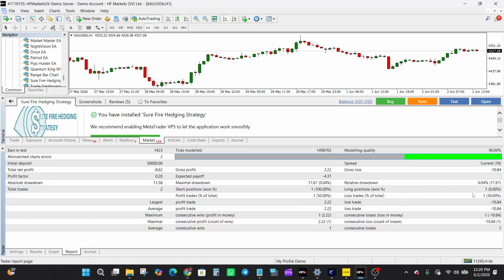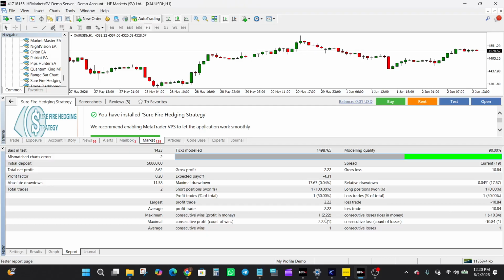The long position was the second trade, which was a losing trade. Okay, so the largest profit was $2.22, largest loss was $10.84. The average profit, of course, is still 2.22, and the average loss will be 10.84 because there were just two trades taken. All right. So based on what I can see here, even though it's just from two trades, the difference between the average profit and the average loss is quite much.